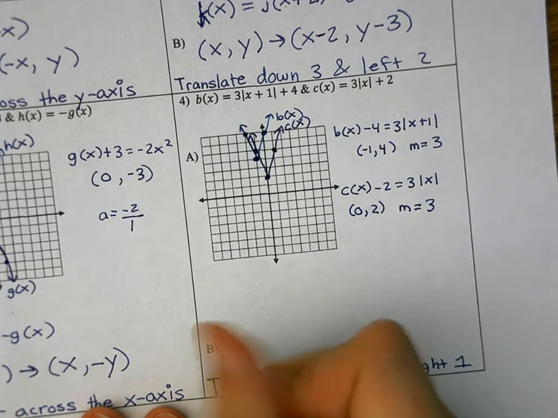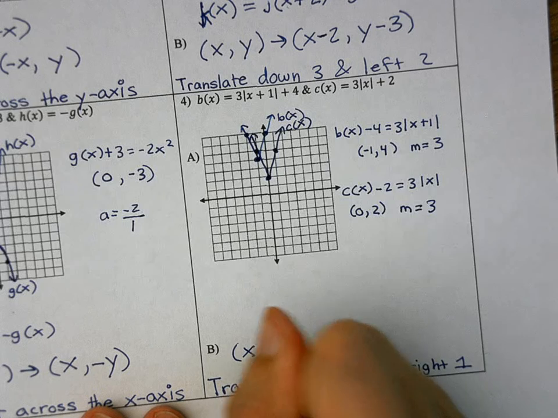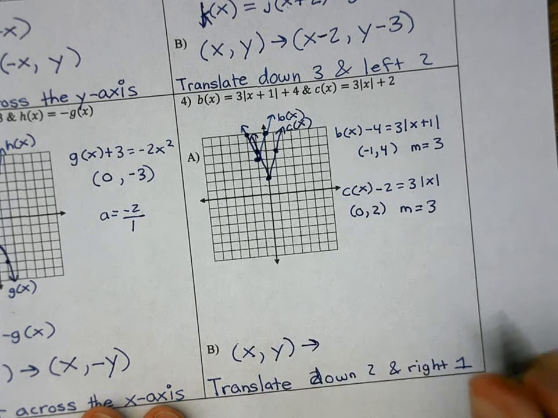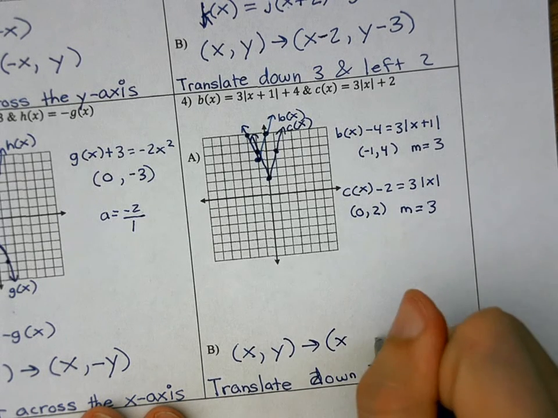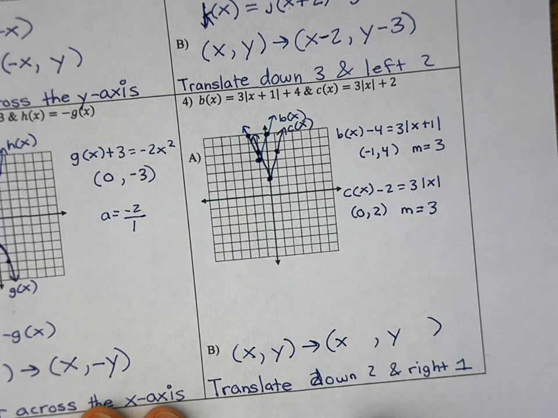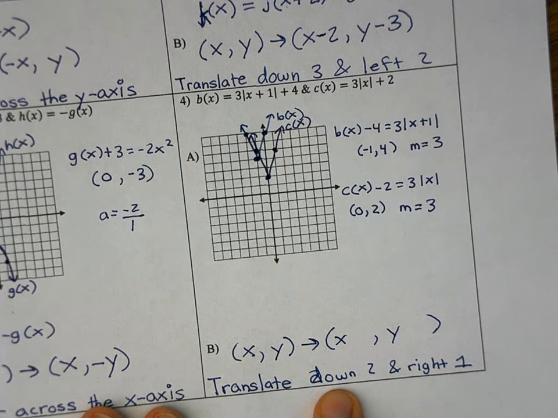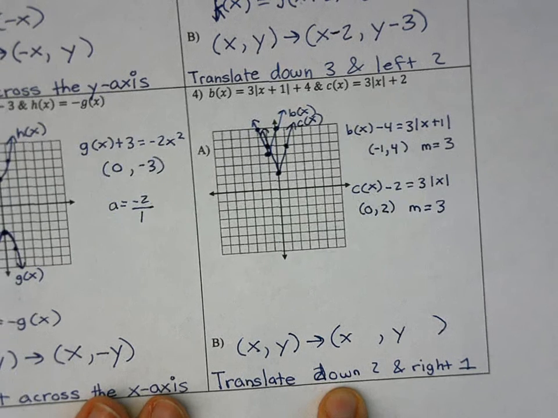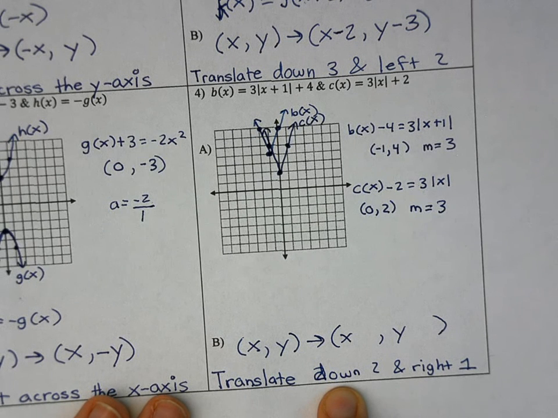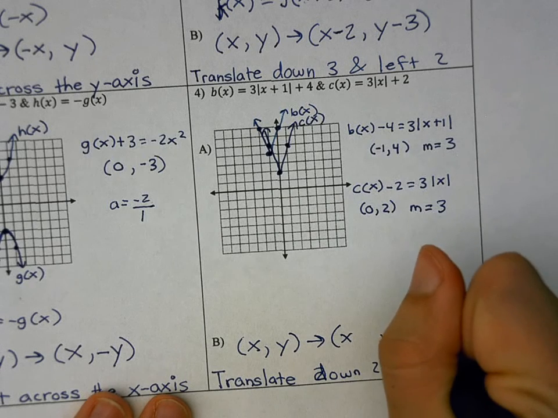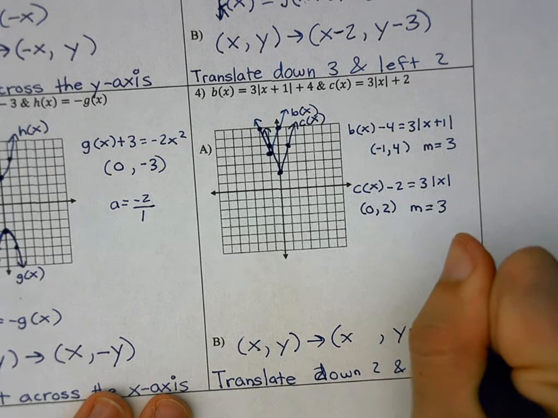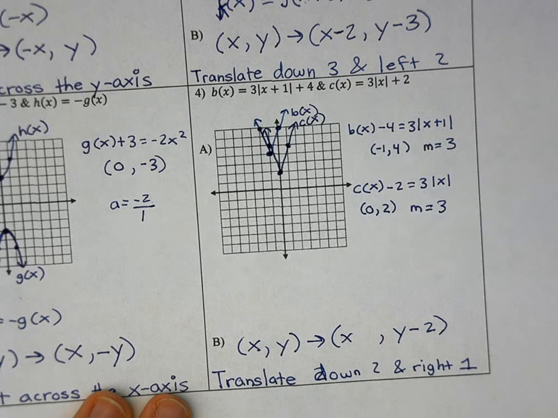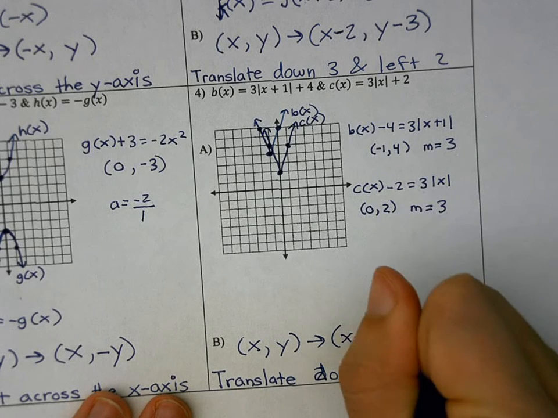Okay, coordinate rule. What does that mean happened? Well, down 2 is that x or y? Down, that would be y, and then is down plus or minus? That would be minus. So we have y minus our 2. Then right is x. Is it plus or minus? Right is plus. Plus 1.